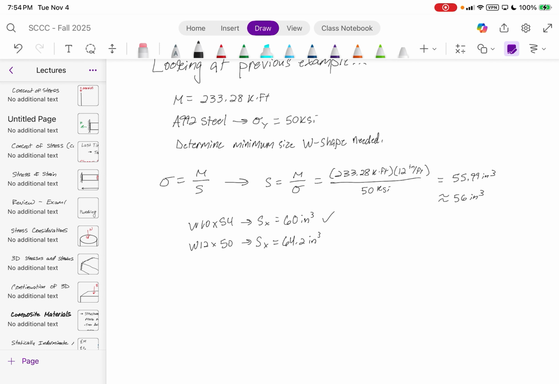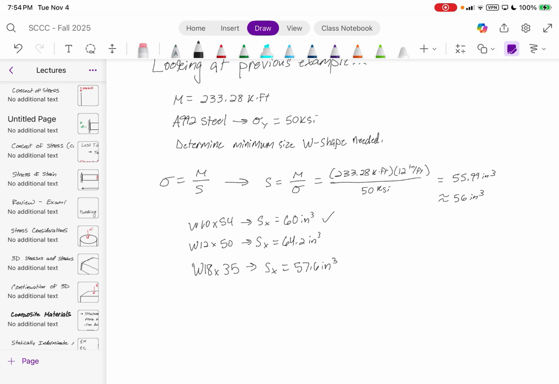Yeah, Olivia. W18 by 35, which gives us a section modulus of 57.6 inches cubed. They're all good because they're all greater than 56. What's the most economical? Why? Because it's the closest to 56? Well, here's the thing. The W12 by 50 is actually even more economical than the W10 by 54.